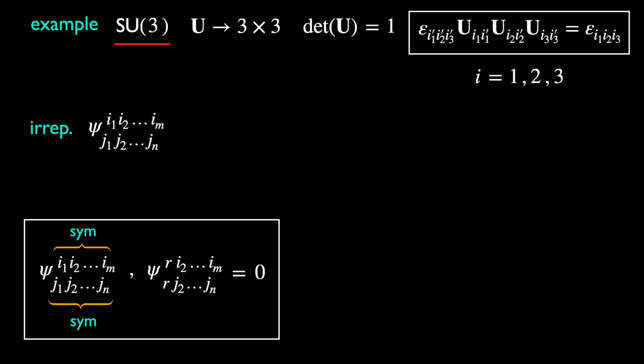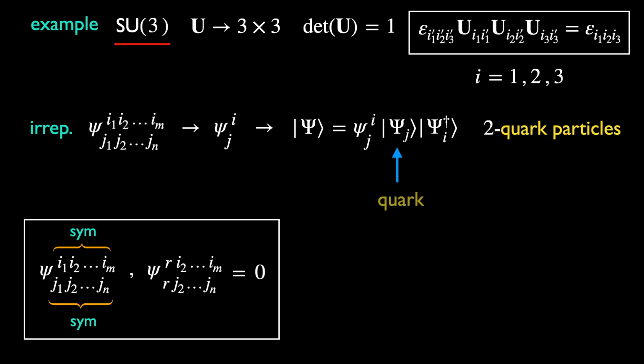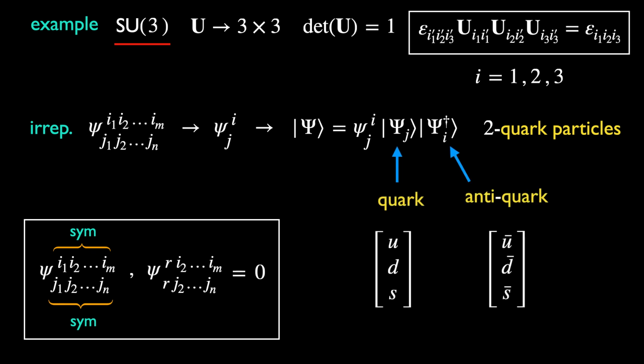Let's use the tensor coefficients to construct the SU(3) multiplets of composite particles that are made out of quarks. Start with the simple example of particles composed of two quarks, one quark and one antiquark. This corresponds to a tensor with one upper and one lower index. Both the quark and antiquark come in three flavors. And because the tensor has only one upper and one lower index, it only needs to satisfy the traceless condition in order to produce states that are in an irreducible representation of SU(3).